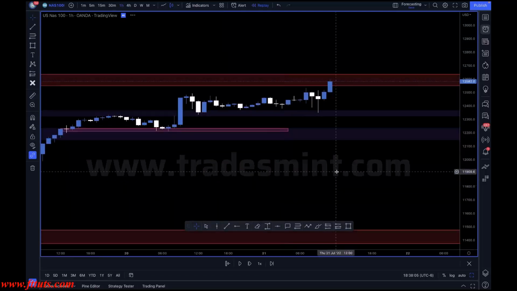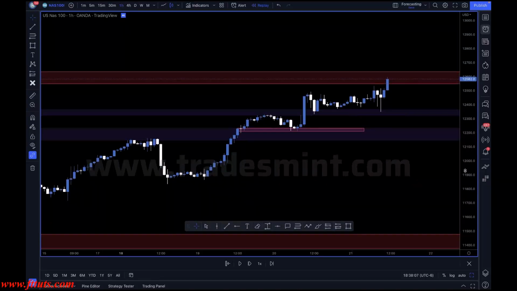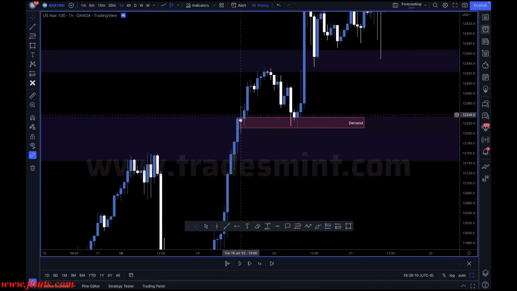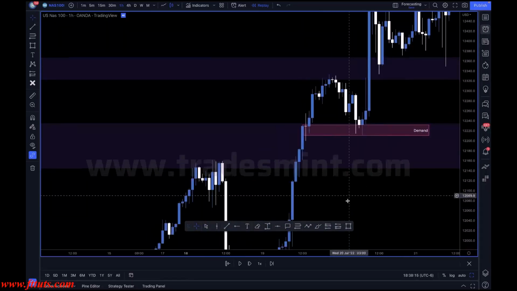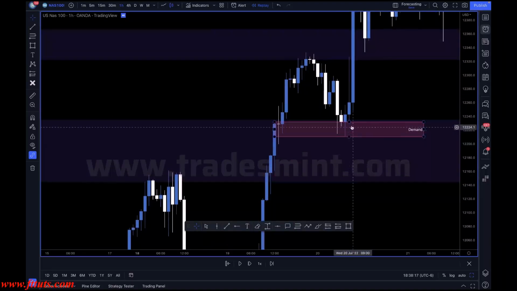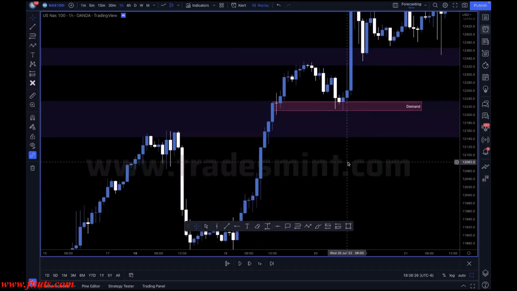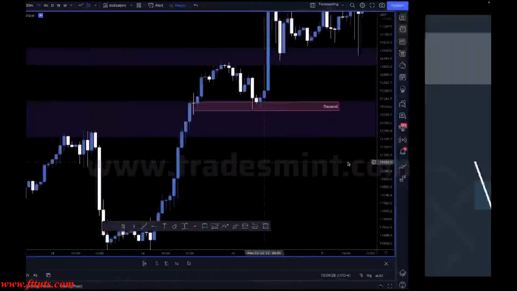So we see a demand zone, all right? So market structure's up. Demand zone, rally, strong look, rally, base, rally. Here, price comes back to the demand zone, okay? And this is where we want to buy from, in this demand zone. We want to go a little bit further now, back to the confirmation.